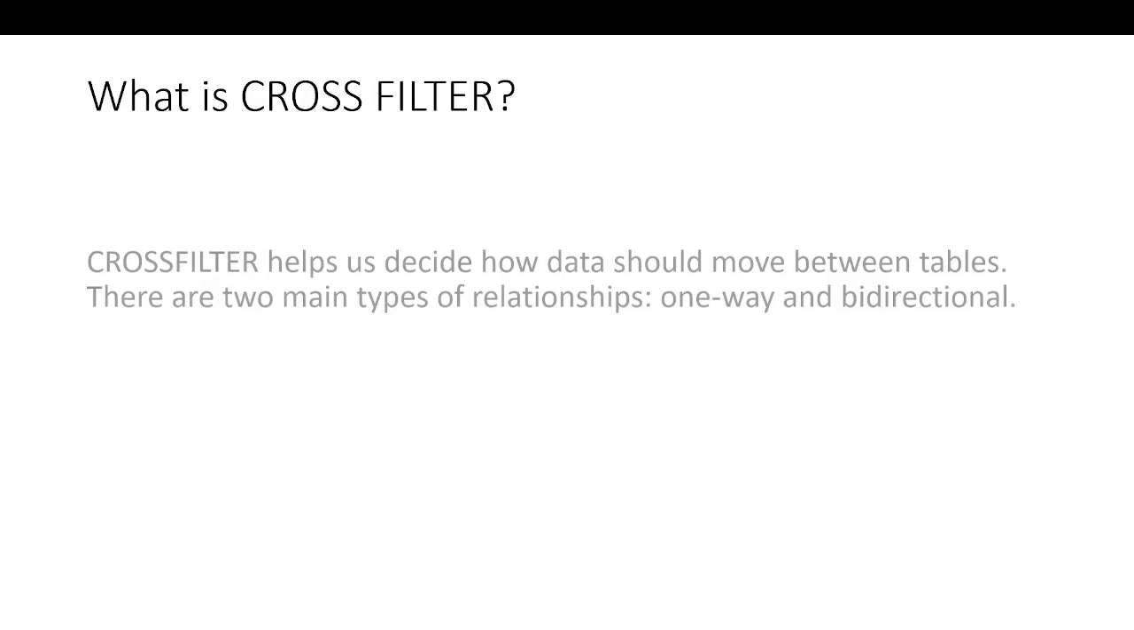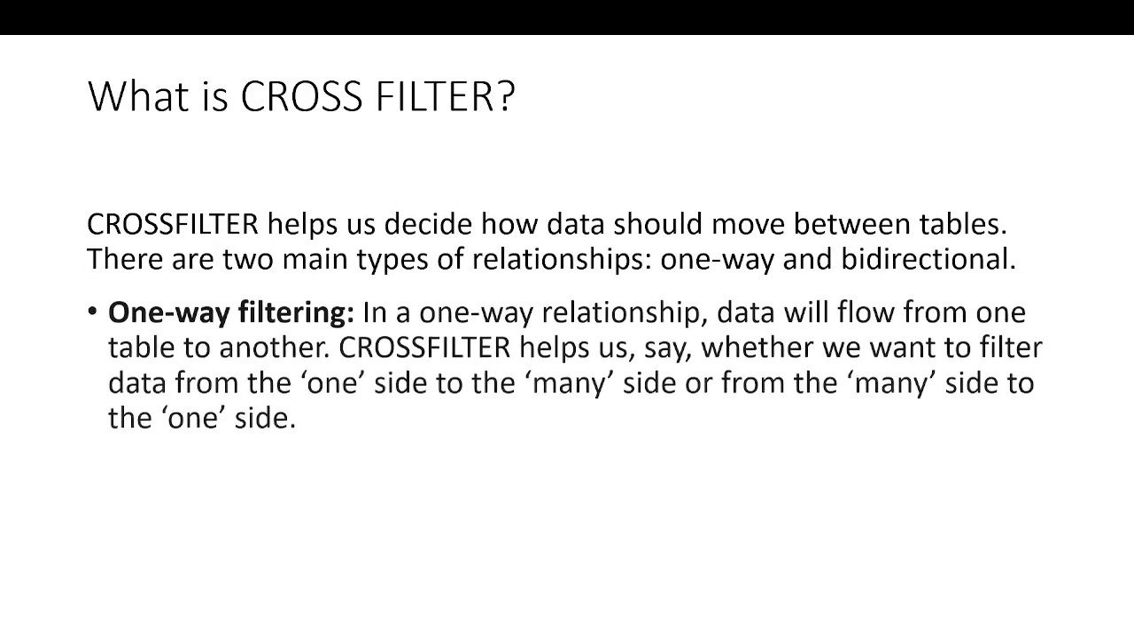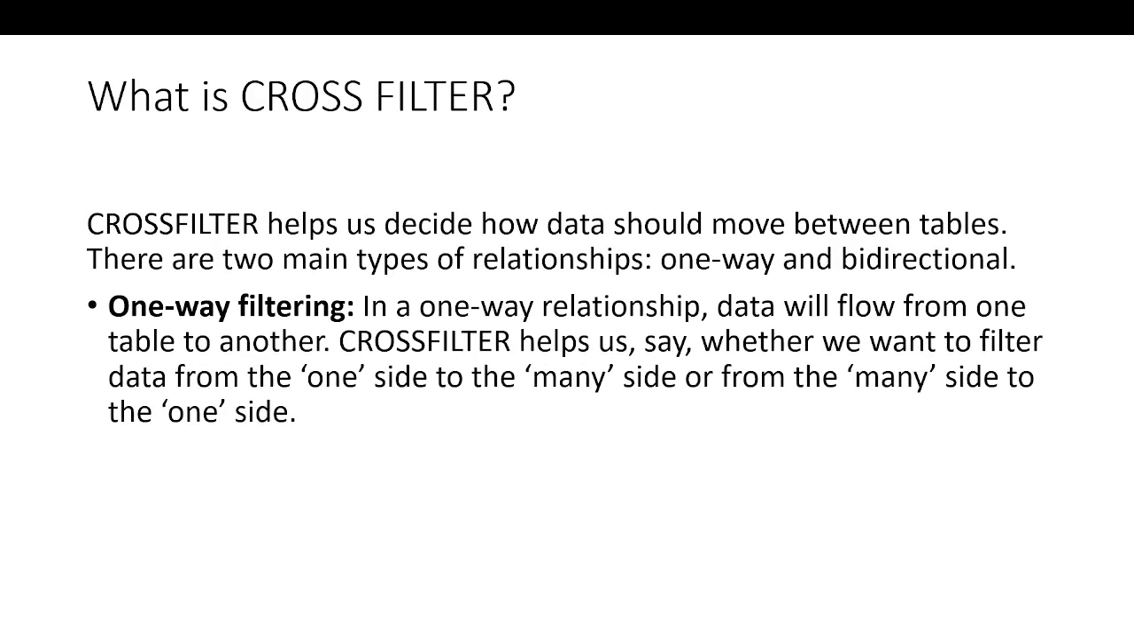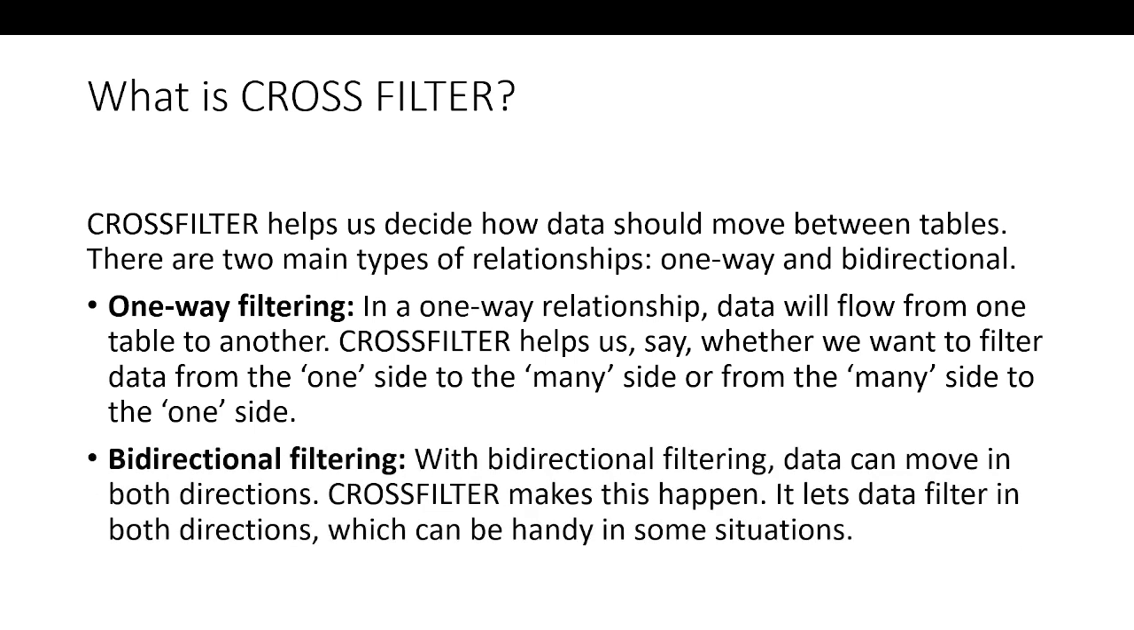Next is cross filter. Cross filter helps us decide how data should move between two tables. That means there are two types of relationships, one way and bidirectional. So one way filtering and both way filtering. In one way filtering, the data will move from one table to another one, and the reverse is not allowed. But in bidirectional filtering, the data can move from table A to table B, and similarly it can move from table B to table A. So this is bidirectional or both way filtering.